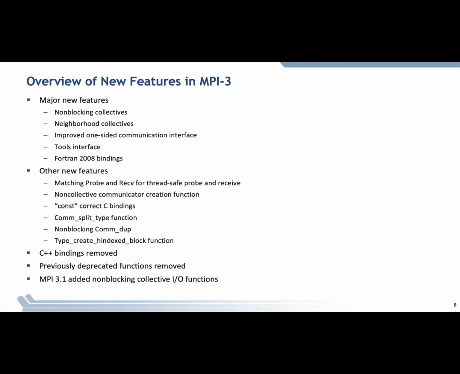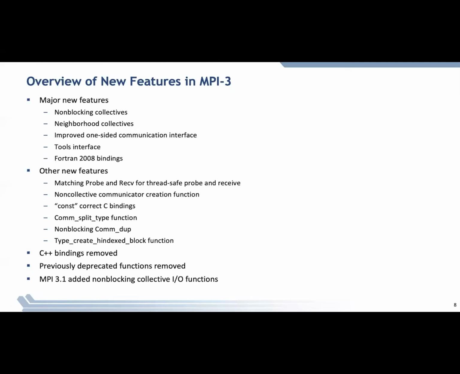So what are the new features in MPI 3? It added non-blocking versions of collectives, and we'll cover that this morning. It added something called neighborhood collectives, which is to do nearest neighbor communication, but using a collective function and to do it efficiently. I don't think we'll have time to cover that today. We cover it in other tutorials, in our SC tutorial, for example. MPI 3 improved the one-sided communication interface quite a bit compared to MPI 2. Major updates there, and we will cover that in some detail today.